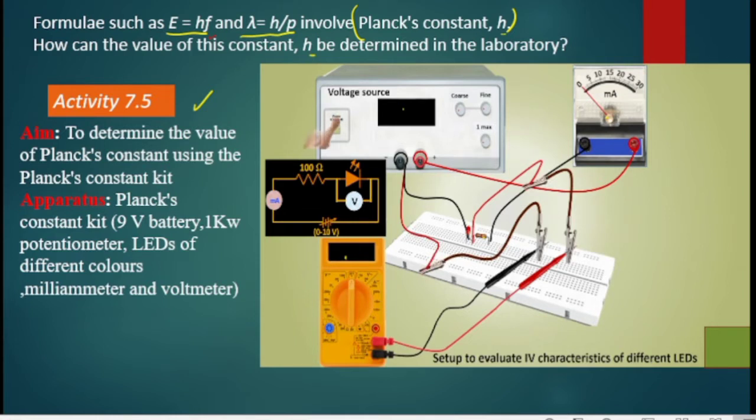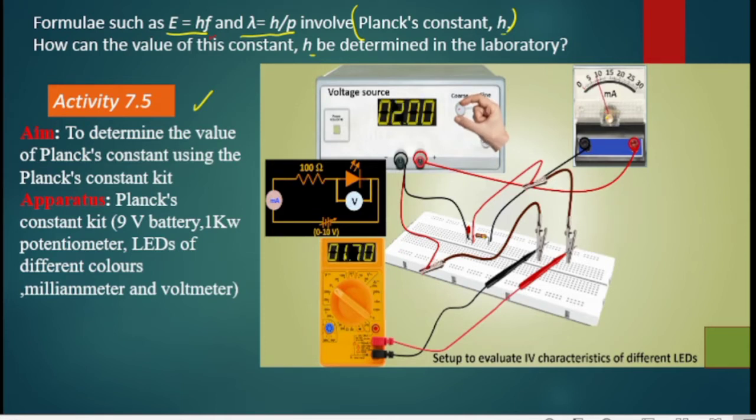On the power supply, set the voltage to 0.5 volt. You can see the reading of the milliammeter is still 0. At 1 volt, still no reading at the milliammeter. Increase the voltage to 1.5 volt. We can see the reading of the milliammeter starts to increase.